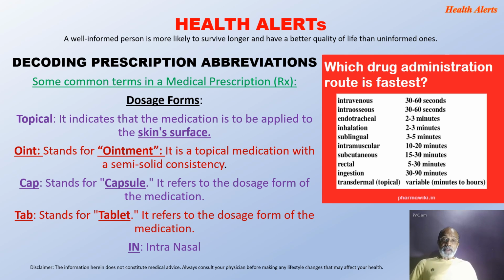And the drug administration fastest route, this is a chart. Intravenous acts within 30 to 60 seconds if a drug is administered intravenously. Same thing if it is administered intraosseous, then it takes 30 to 60 seconds. Endotracheally, if it is administered, it takes 2 to 3 minutes. Inhalation takes 2 to 3 minutes to act. Sublingual takes 3 to 5 minutes. Intramuscular takes 10 to 20 minutes. Subcutaneous drug acts in 15 to 30 minutes. Rectal acts in 5 to 30 minutes. Injection acts in 30 to 90 minutes. And transdermal is variable.